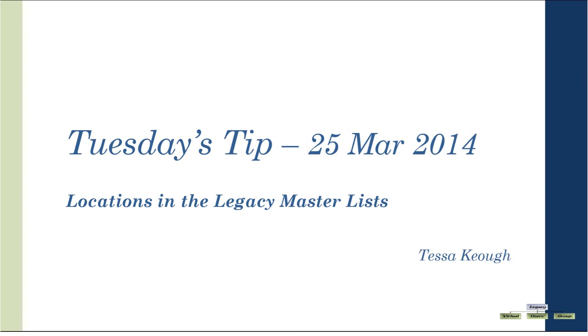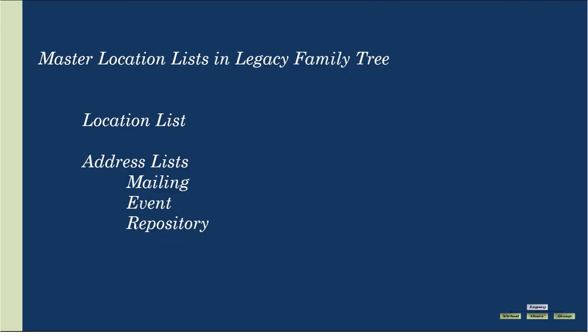This is the tip for March 25th, 2014, and I thought we would cover in a little bit more detail locations in the Legacy master lists. Now, there are 4 different location lists in Legacy. We talked about the master location list in our March 18th Tuesday's tip, and I thought we'd talk about the address list today and show how you can check your location lists for both the long and the short form entries and make sure that you have them all in order.